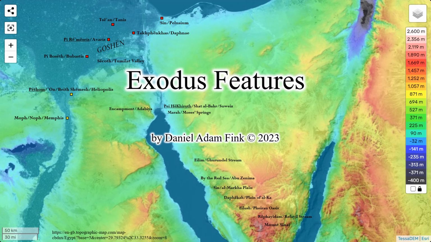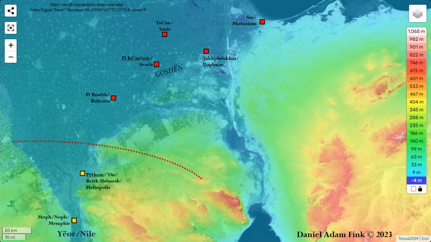These are the Exodus features. It is easy to understand what they are and how they relate to their surroundings when viewed on an elevation map. This map shows the sources of the Exodus Hebrews, which we will go through from the bottom left. The very bottom left in navy blue is Ya'ar, the great river Nile.